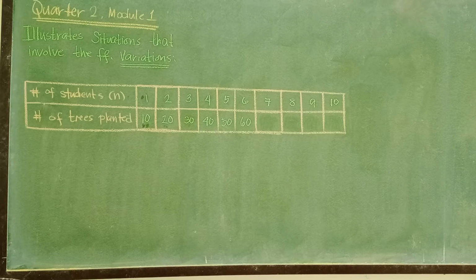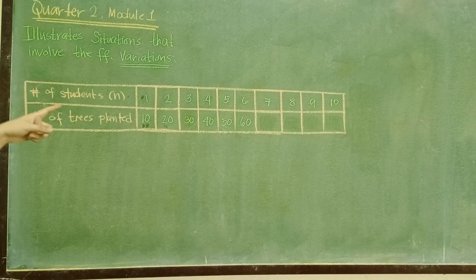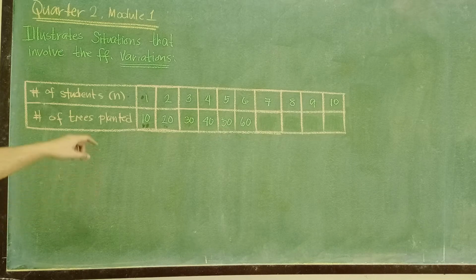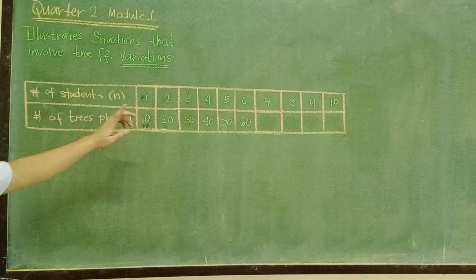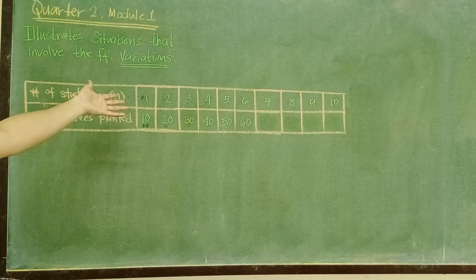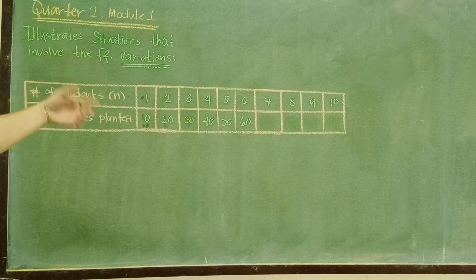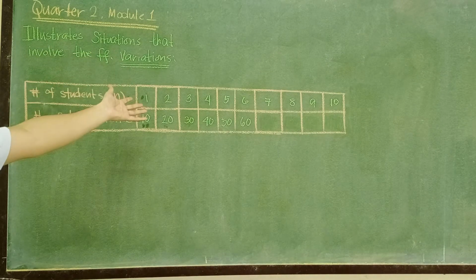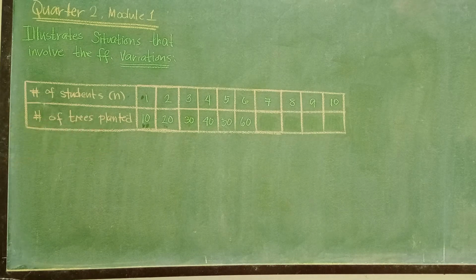So dito sa may table natin, pinapakita yung number of students doon sa may upper row and the number of trees planted doon sa may bottom row. So kung meron kang isang estudyante, since magtatanim siya ng 10 trees, meron kang 10 trees na matatanim. Kung dalawa na yung estudyante mo, a total of 20 trees. Kapag tatlo na yung estudyante mo, a total of 30 trees.